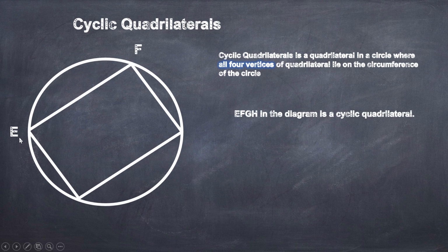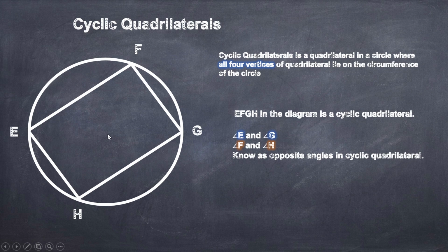So if I mark this E, F, G and H, I can say that EFGH in the diagram is a cyclic quadrilateral, and the angle of E and angle of G, same goes to angle of F and angle of H, are known as opposite angles in cyclic quadrilaterals.